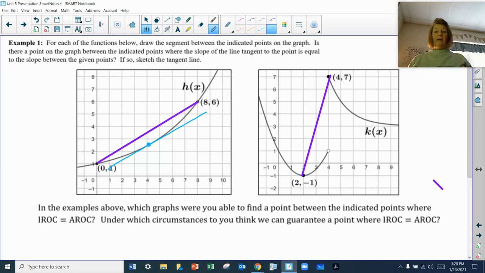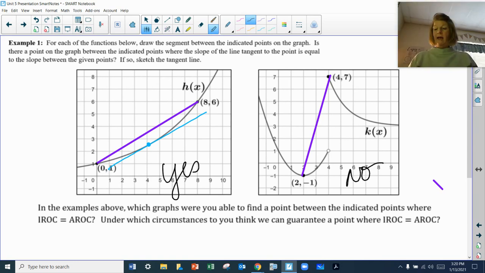Okay, so here's what I came up with. I got my AROC line in. I've got my IROC line in on that example on the left. There was definitely a point I could find where they have parallel slopes. But the second example on the right there, I couldn't find a spot. So I had a yes, it's happening, and a no.